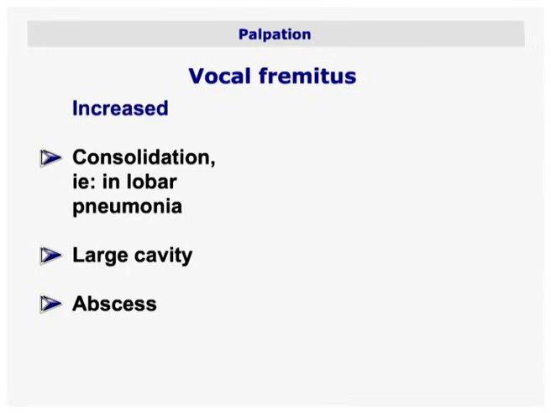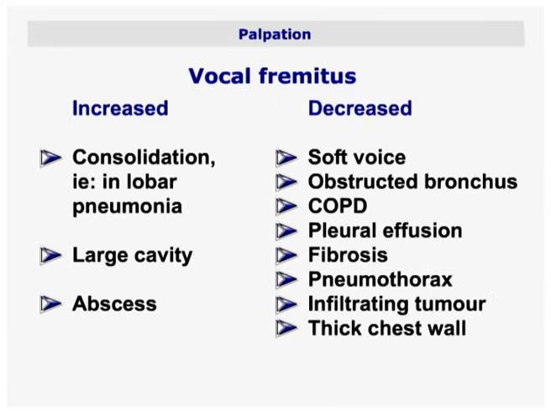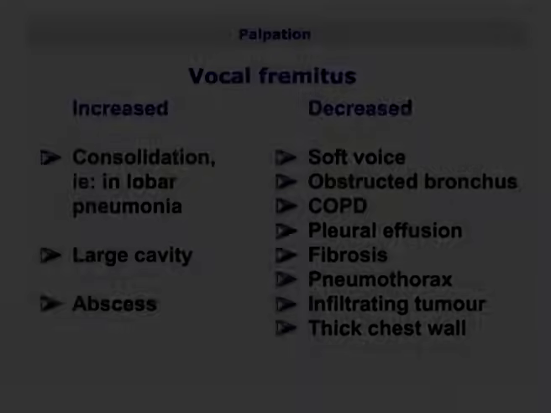The basic principle here is that the transmission of sound is increased in consolidation, such as lobar pneumonia, or when it contains a large cavity near the surface, as in a lung abscess. Vocal fremitus is decreased in those with soft voice, in obstructed bronchus, in chronic obstructive pulmonary disease, pleural effusion, fibrosis, pneumothorax, or an infiltrating tumor. A thick chest wall also causes reduced fremitus.